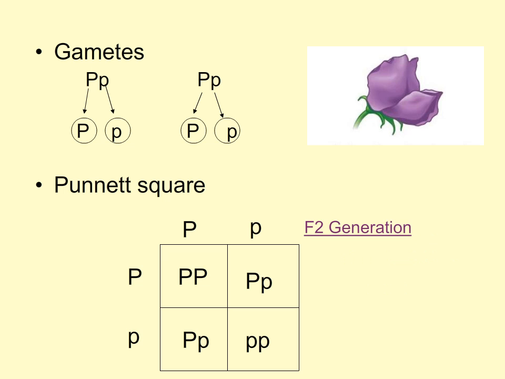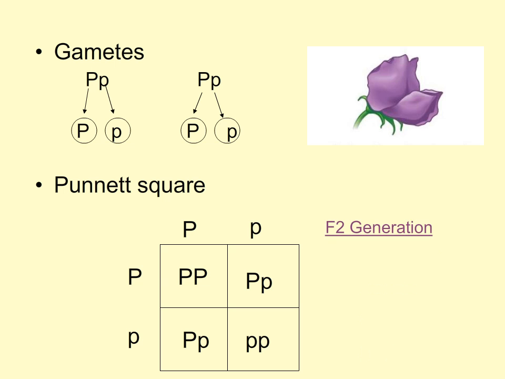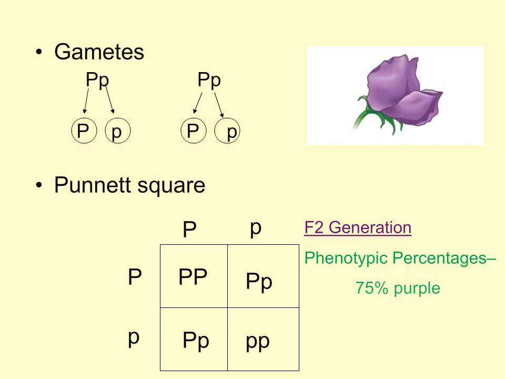And percentages, from this cross, what is the chance of the offspring being homozygous dominant? 25%. Heterozygous? 50%. Homozygous recessive? 25%. And the phenotypic ratio? That would be 3 to 1, since the dominant homozygotes and heterozygotes would display the dominant phenotype. And percentages? From this cross, what is the chance of the offspring being purple-flowered? 75%. White-flowered? 25%.